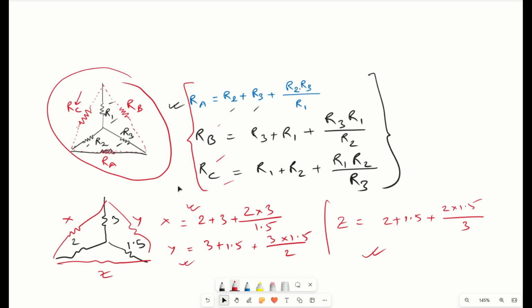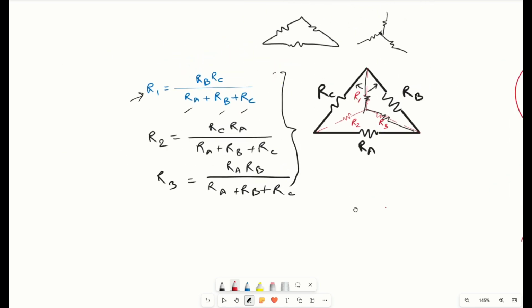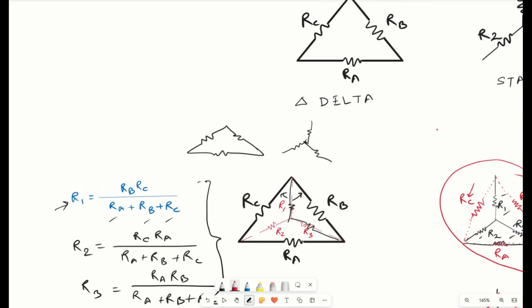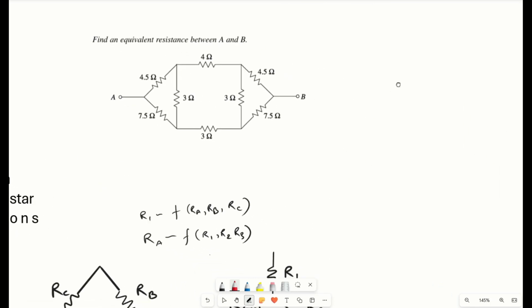and determine the corresponding formula. Similarly, for delta to star conversion, we can use the adjacent branches for determining any value of, suppose, R1, R2, R3. So what are the adjacents? Adjacents are your Rc and Rb. So for R1, Rc and Rb multiplication divided by the total resistance, the addition of all resistances. So using this, now let us consider how to solve this numerical.